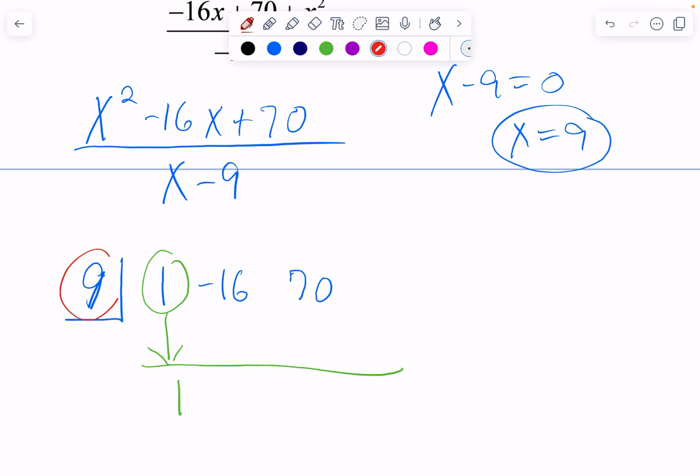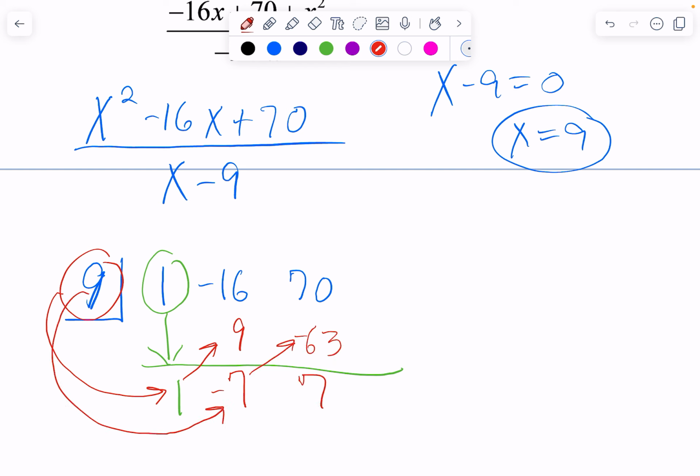Then I'm going to multiply 9 times that first term. Add the product. That's going to be negative 7. 9 times negative 7 is negative 63. And I have 7 left over. Remember when I told you that sometimes there's nothing left over, there's no remainder? Now the last number will always be the remainder.